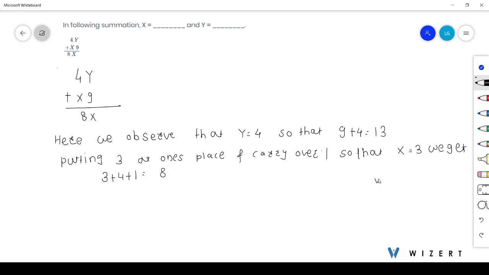Here we can verify. 4y is 4, plus, we supposed x is 3, and here 9. So 9 plus 4 is 13, 1 carry over. 4 plus 4 is 8. Hence, x equals 3 and y equals 4.